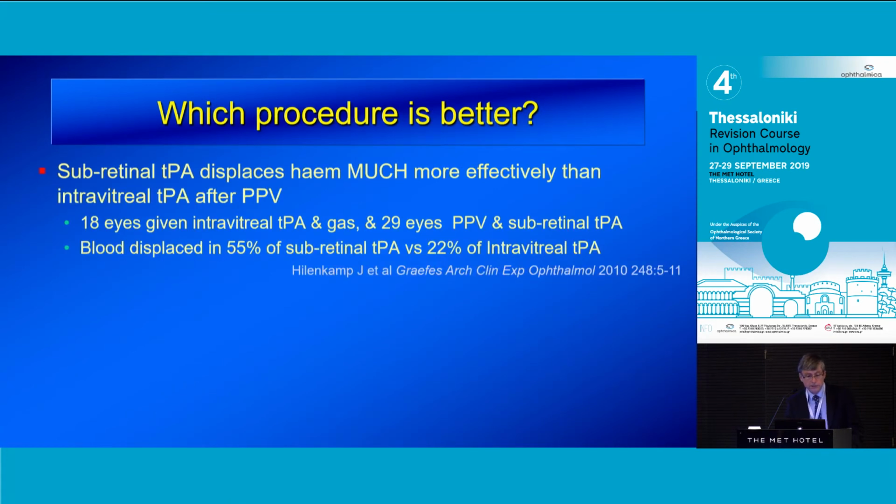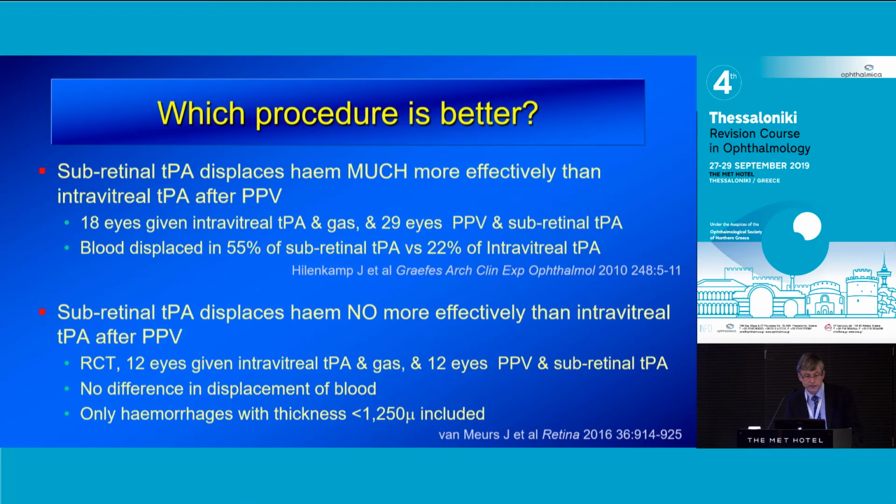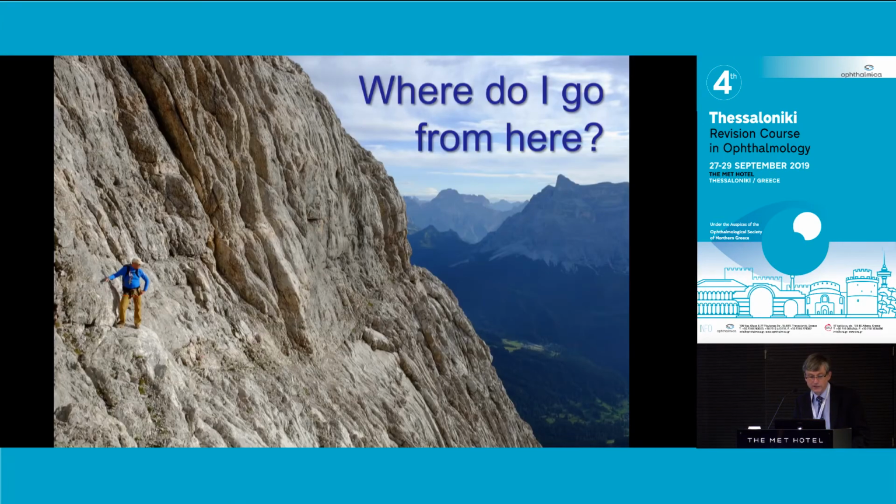So which procedure is better? Should we give subretinal TPA, which Joost Hillenkamp and his co-workers showed was better than intravitreal gas, or should we give intravitreal gas, which Jan van Meurs showed was just as good as subretinal TPA? So you may all be feeling a little bit confused and wondering, like this chap, where do I go from here?